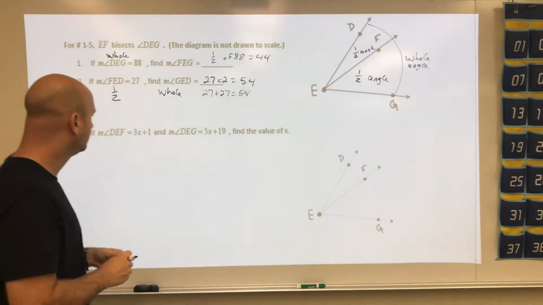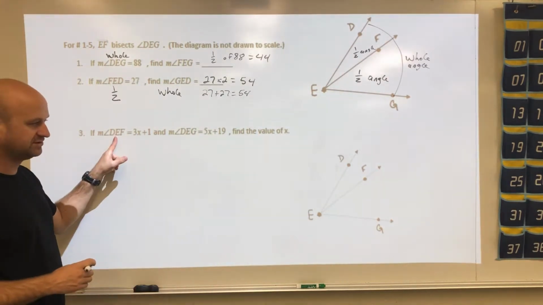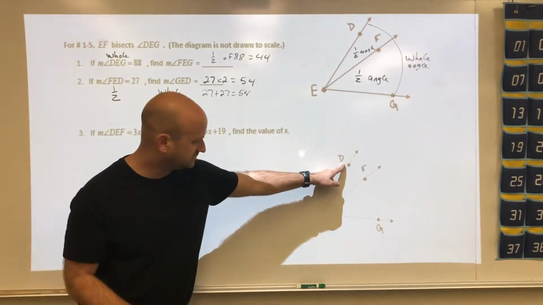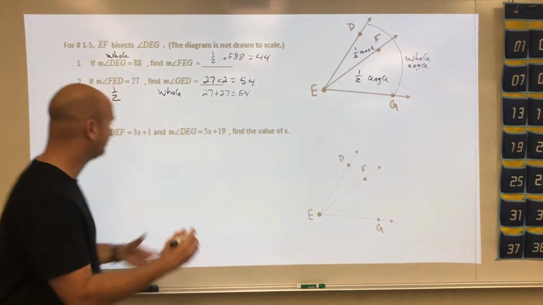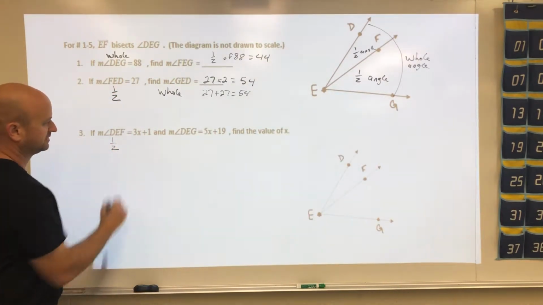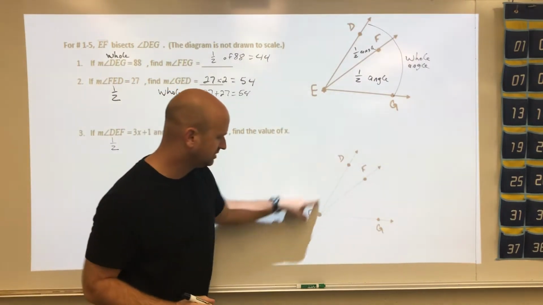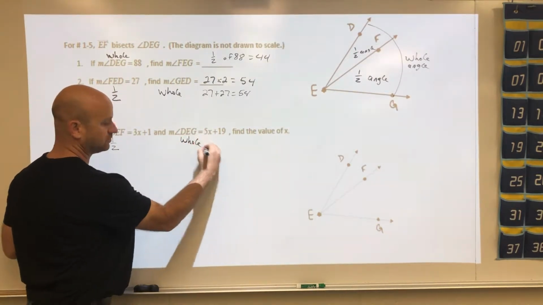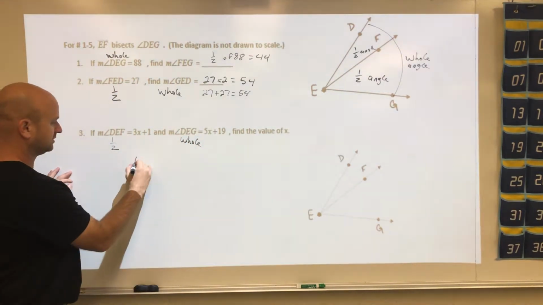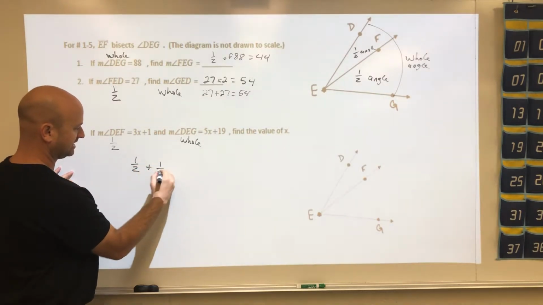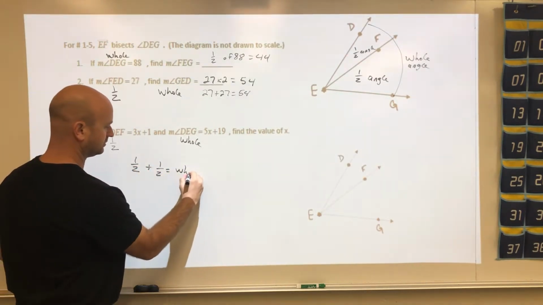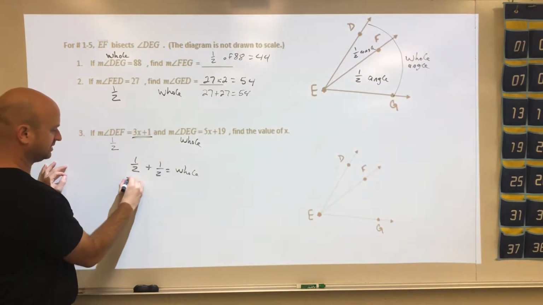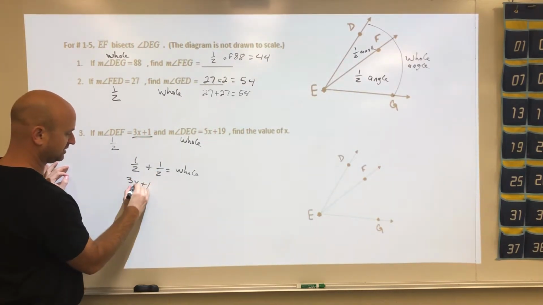It can also be done by multiplying it, but this way is a little bit simpler for most students to understand. So if we go to problem 3, we need to identify DEF as a half or a whole. So if we go DEF, that's half. Okay? And DEG is the whole thing. So how many halves are going to equal the whole? We need 2 of them. So it's going to be half angle plus half angle is equal to the whole thing. So what is the half angle equal to? It's equal to 3x plus 1.